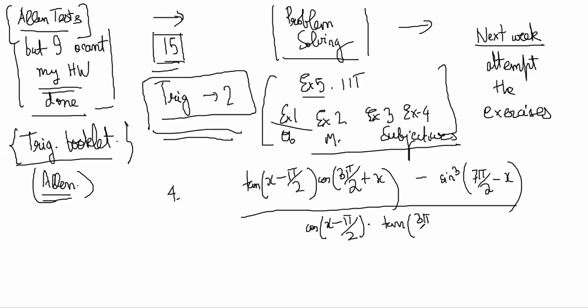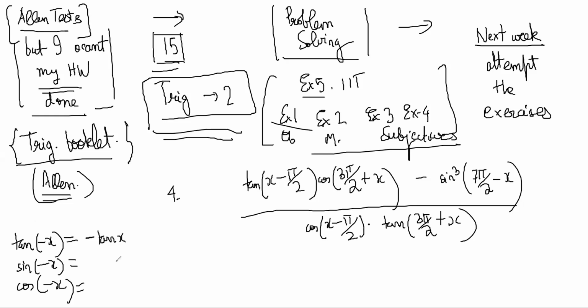Okay, so the rules for conversion we'll see now. First of all, I know one thing: tan of minus x, sine of minus x, cos of minus x. Tell me. Tan of minus x is minus tan x. Sine of minus x is minus sin x. But cos of minus x is cos x. You guys understand why this is so?